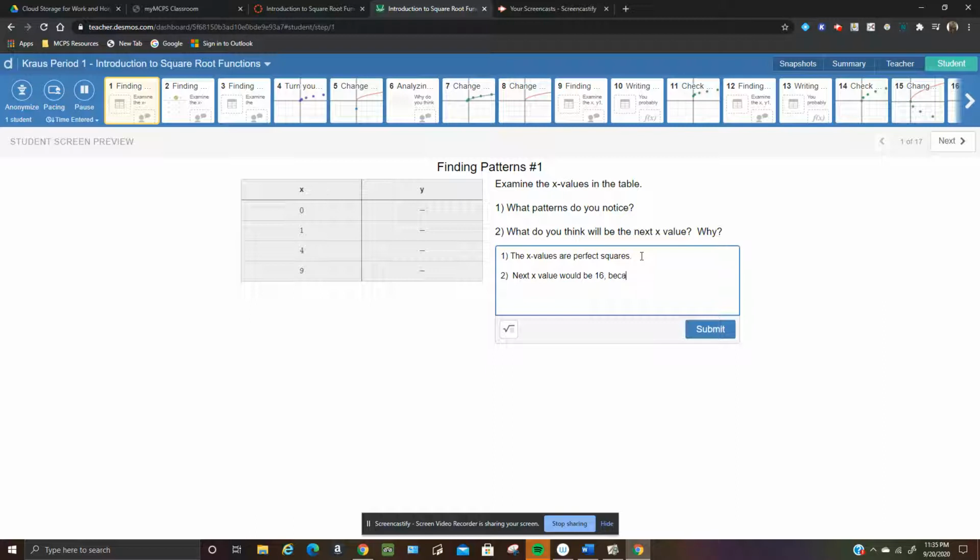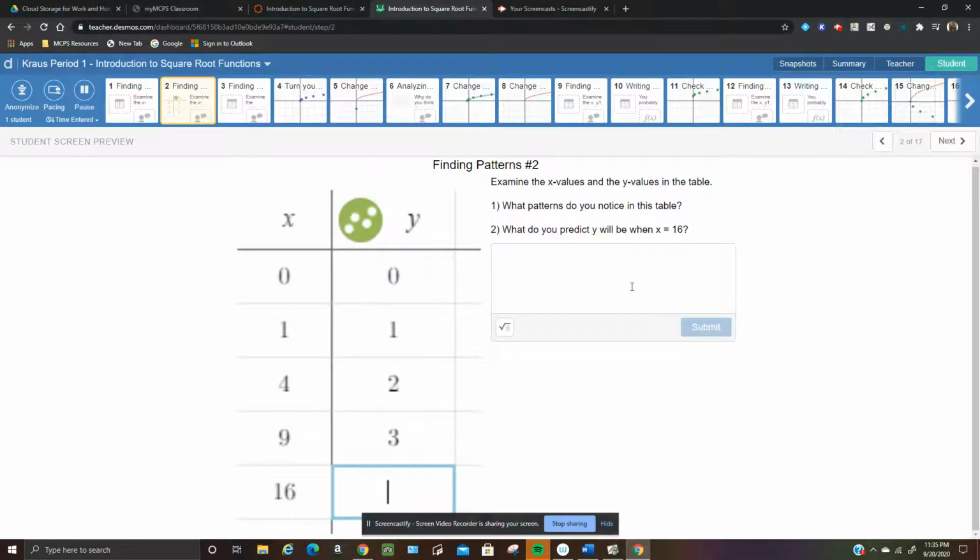Because 4 squared is 16. Okay, and then you'd hit the submit button when you were done with that slide. The next slide is examine the values once again, 0, 1, 4, 9, and they filled in 16 for you, and the output 0, 1, 2, 3. And they want you to find this value for 16.